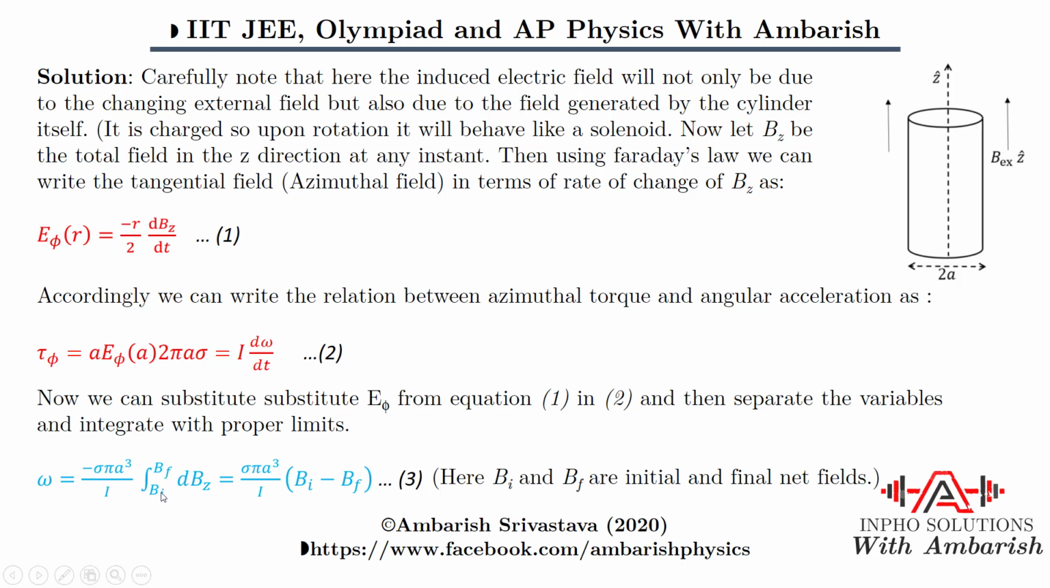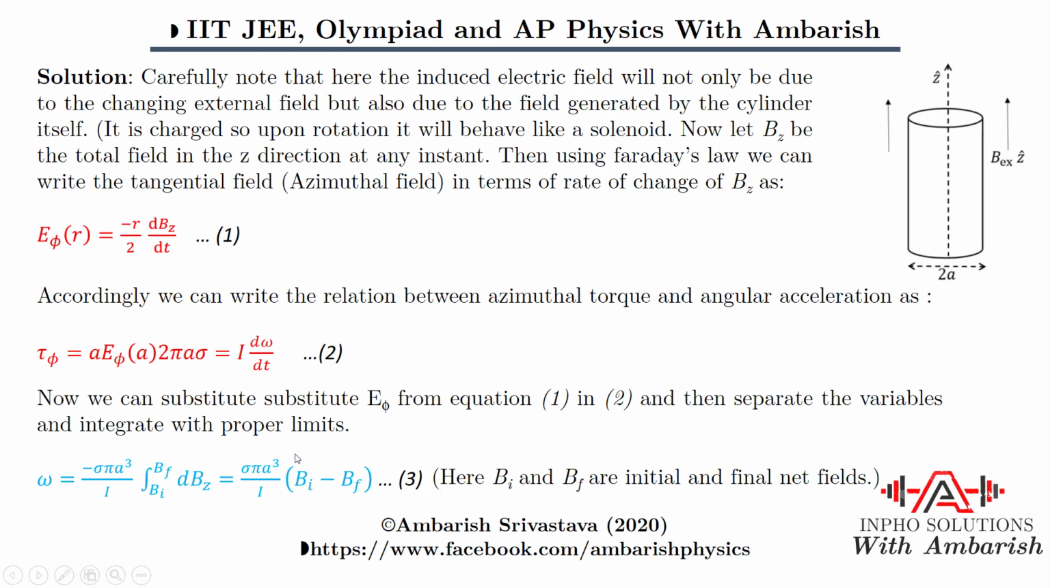Please note that B initial is the total initial field and B final is the total final field. Initial field will be only due to the external magnetic field, whereas the final field, when external field becomes 0, the final field will be due to the omega of the cylinder itself. Okay, so we integrate this and we get sigma pi a cube upon I and B initial minus B final.